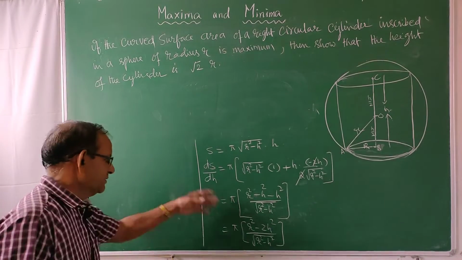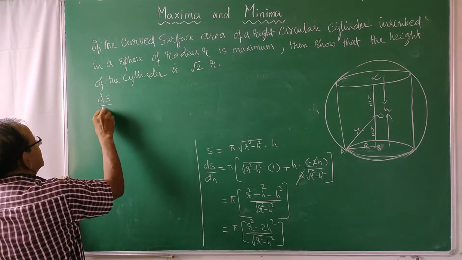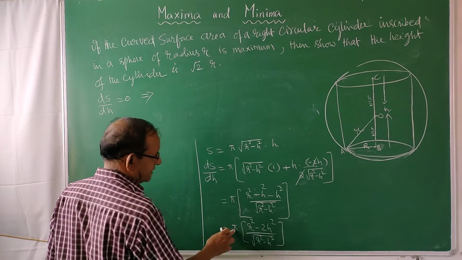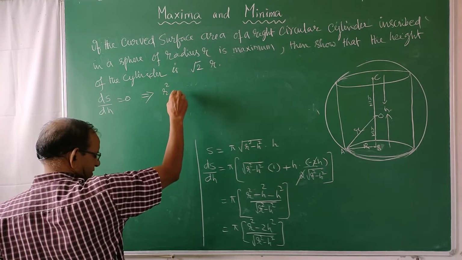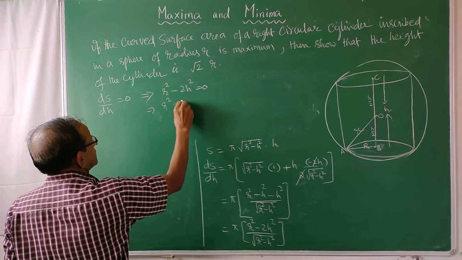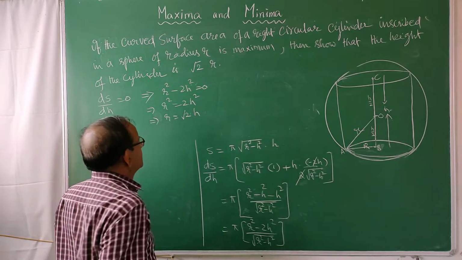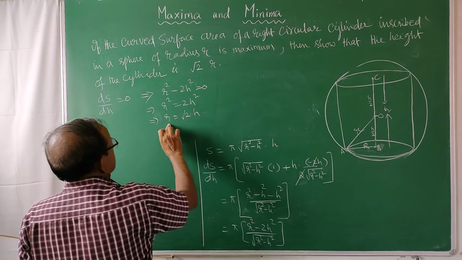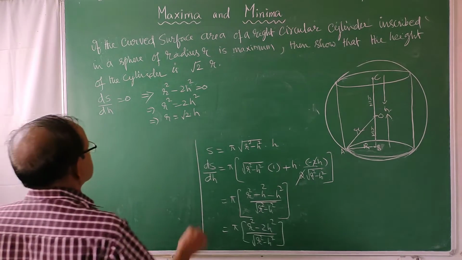Now let us take the first derivative equal to 0 first to get the stationary values. dS by dh is equal to 0 implies only numerator, pi is not 0, so only numerator must be 0, if a fraction is 0, implies r square minus 2h square is equal to 0. That implies r square is equal to 2h square. That implies r is equal to root 2 into h. Now h is equal to, so here r square minus 2h square is equal to 0.